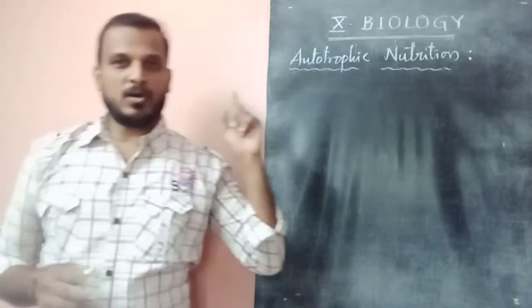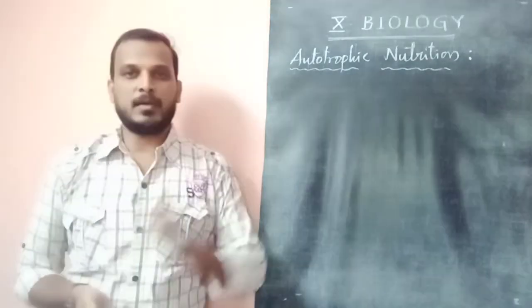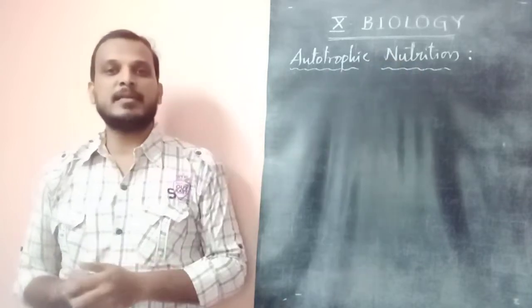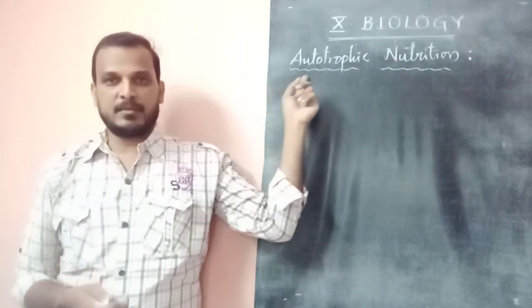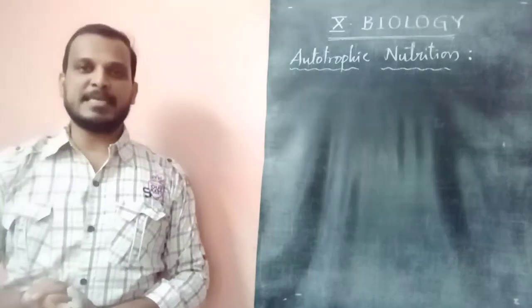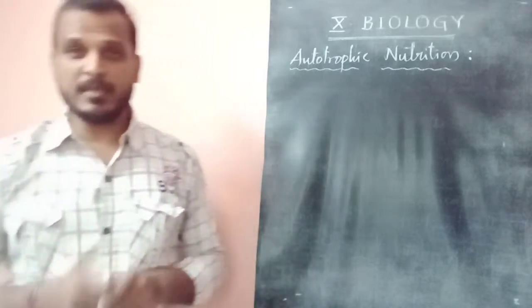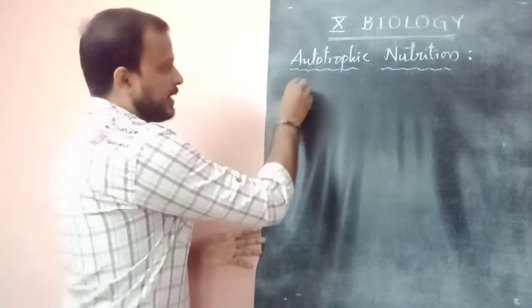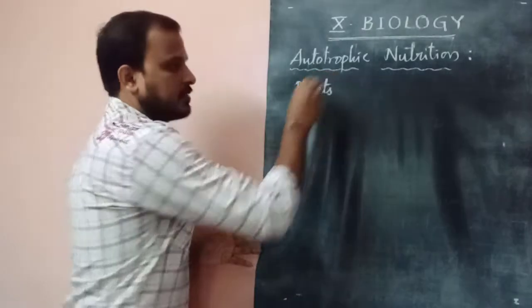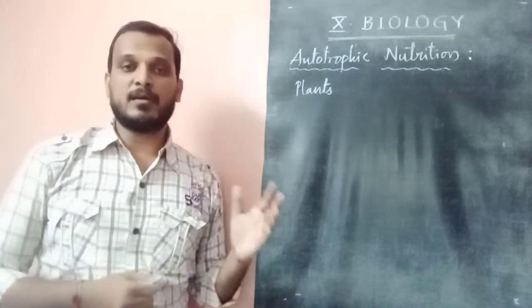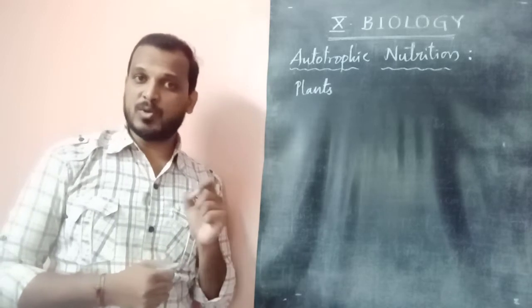Dear children, autotrophic nutrition is a form of nutrition in which the organism supplies food without depending on others. Self getting nutrients is called autotrophic nutrition. What are the examples for this? All plants are the examples for this. All plants. Is it only plants? We can also include some more microorganisms.